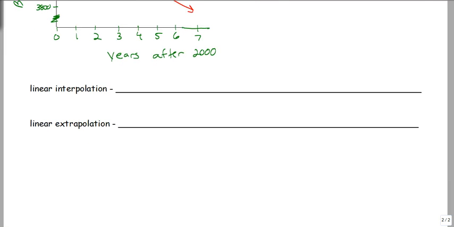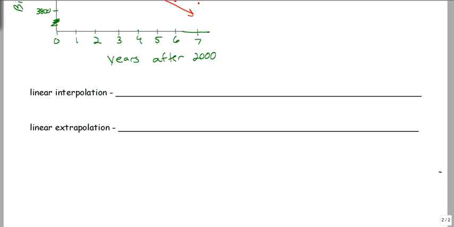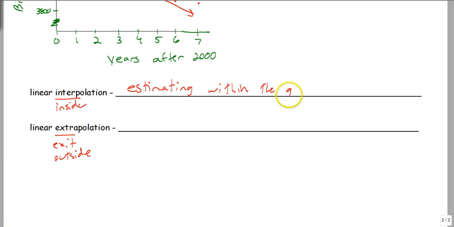Now, interpolation and extrapolation, really easy. Interpolation, think inside. Extrapolation, think exit or outside. Interpolation is when you're estimating within the given data range, let's say. Whereas extrapolation is estimating outside the given data range.